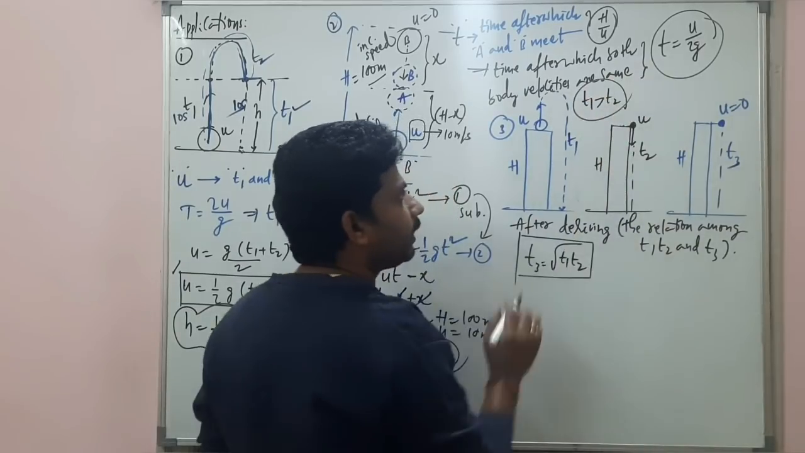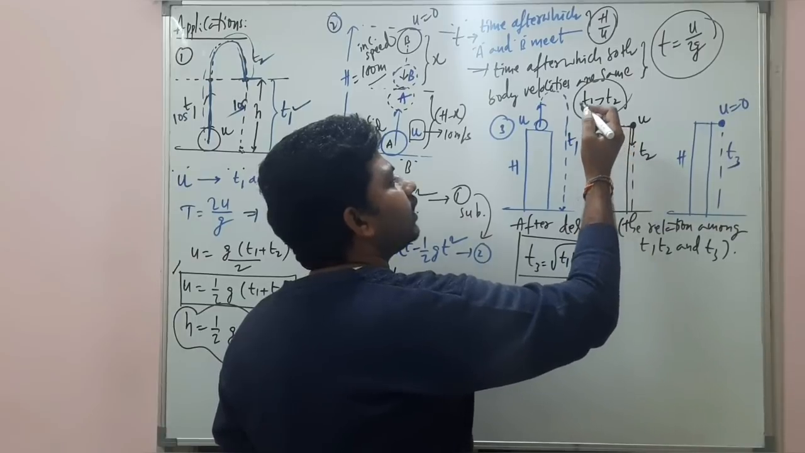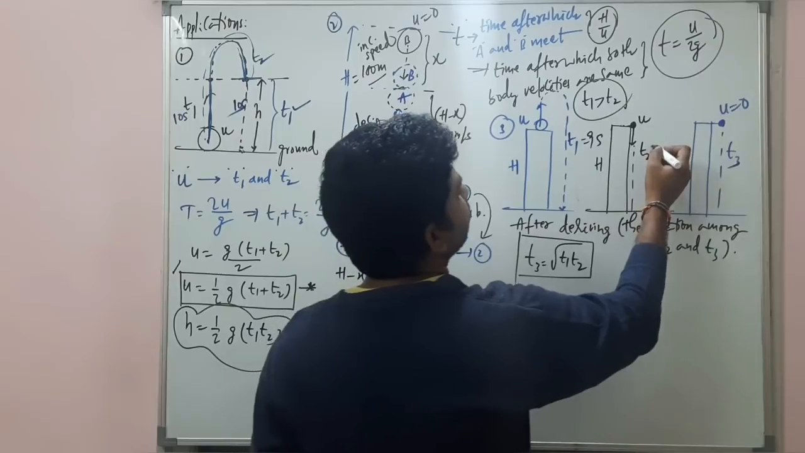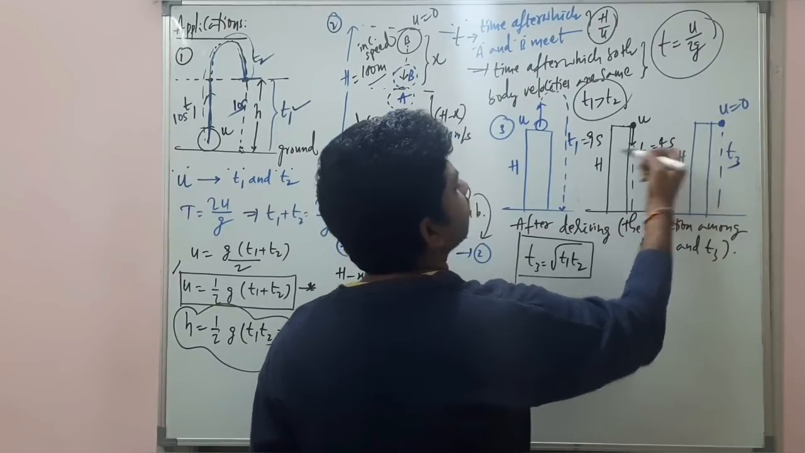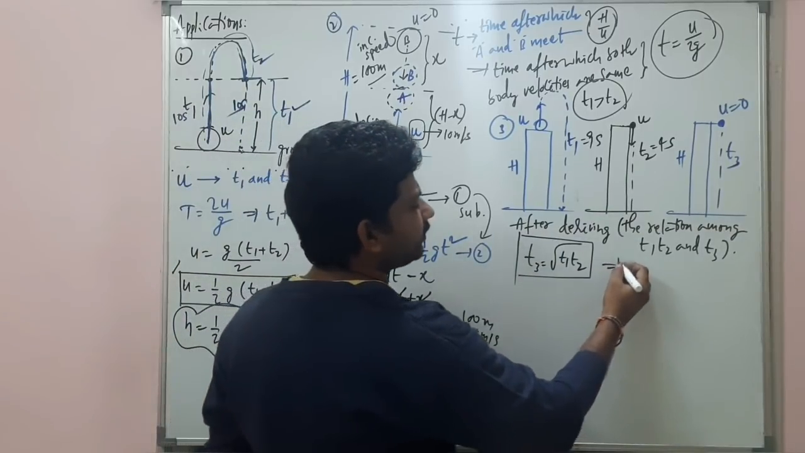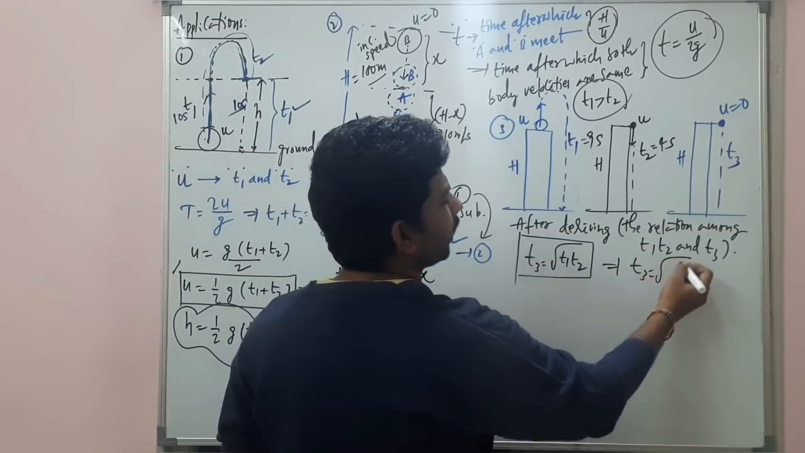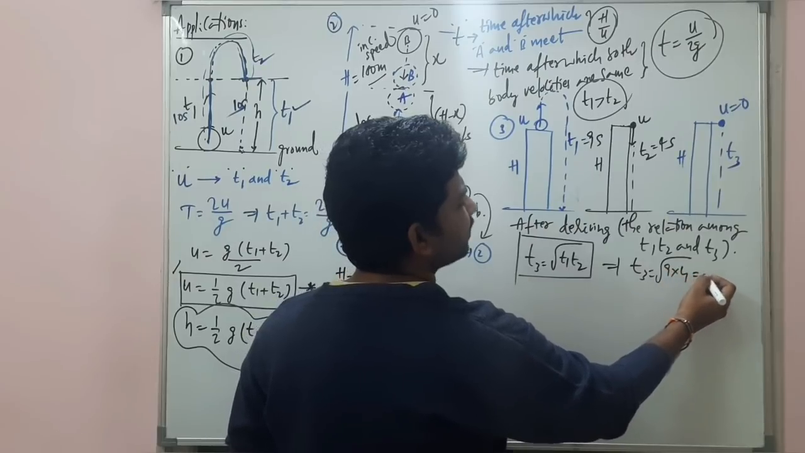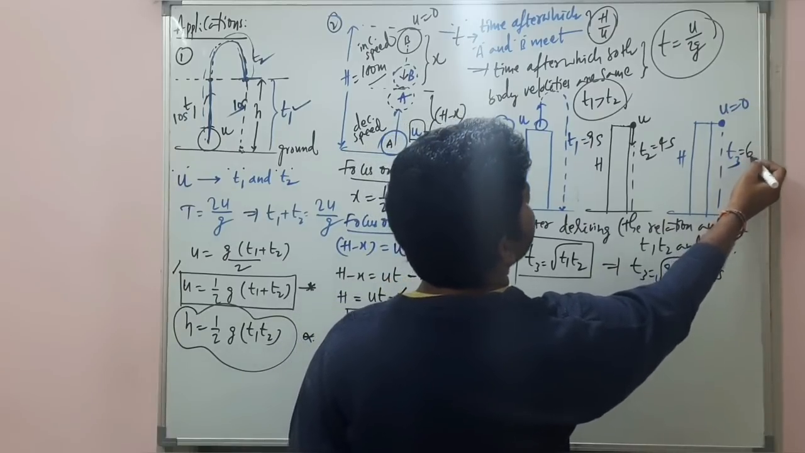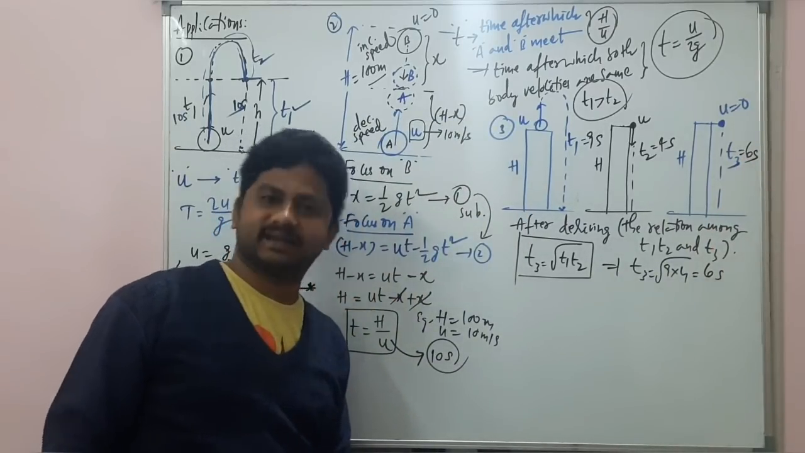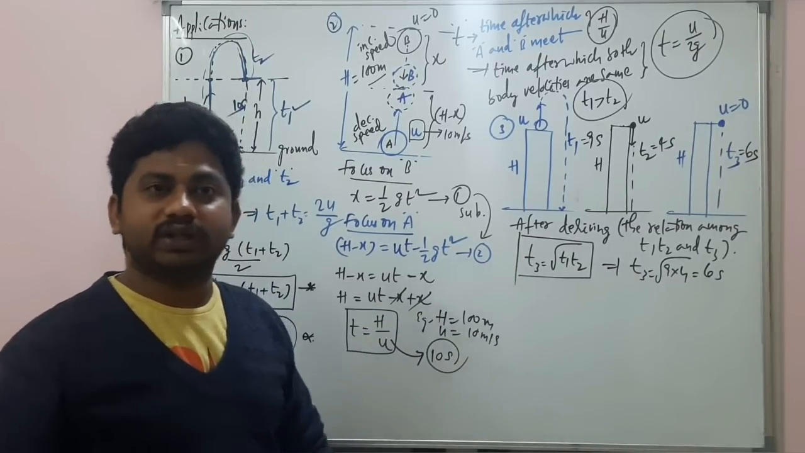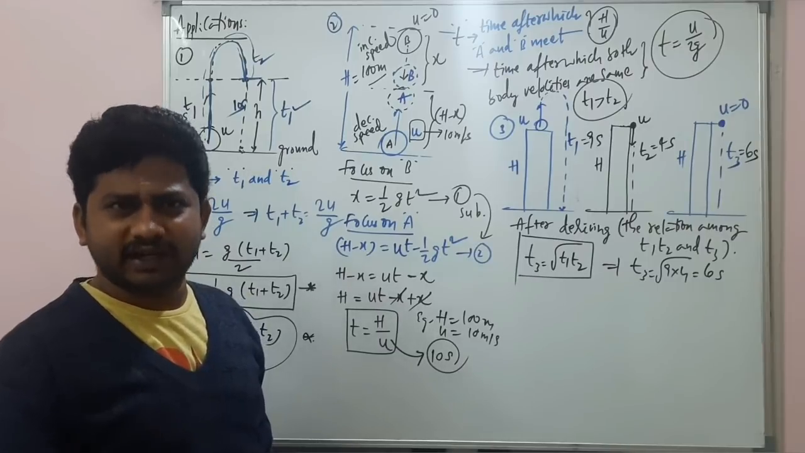For example, let's take T1 as 9 seconds. Simple. T2 is 4 seconds. What will be T3 then? Your T3 value will be equal to square root of 9 into 4, which is square root of 36. Root 36 will be 6 seconds. Like these, questions will be asked. And you may get a doubt how to derive this. So I'll tell you the simple way of deriving this.